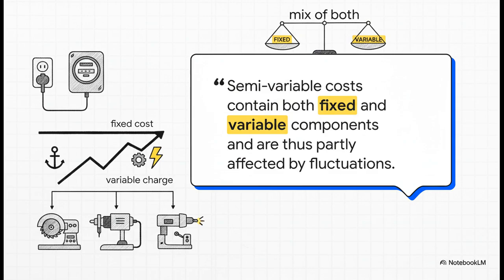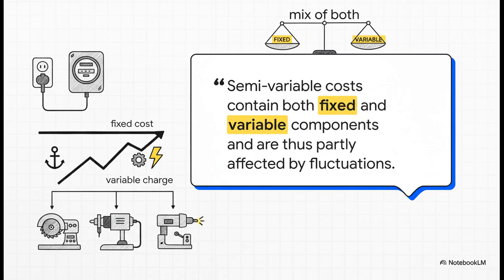But of course, things are rarely that simple, are they? What about the costs that are kind of a mix of both? A great example is your workshop's utility bill. You probably have a fixed monthly fee just to stay connected, plus a variable charge that goes up the more you use your equipment.